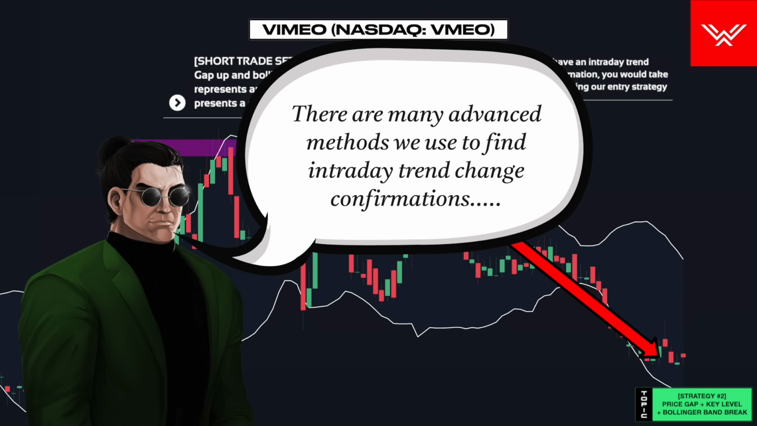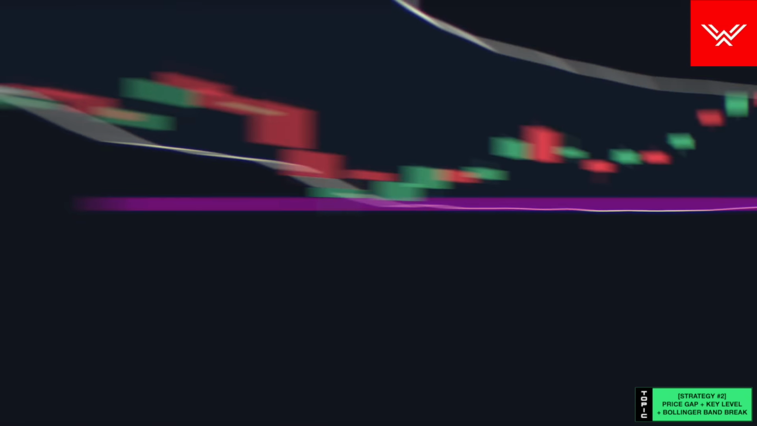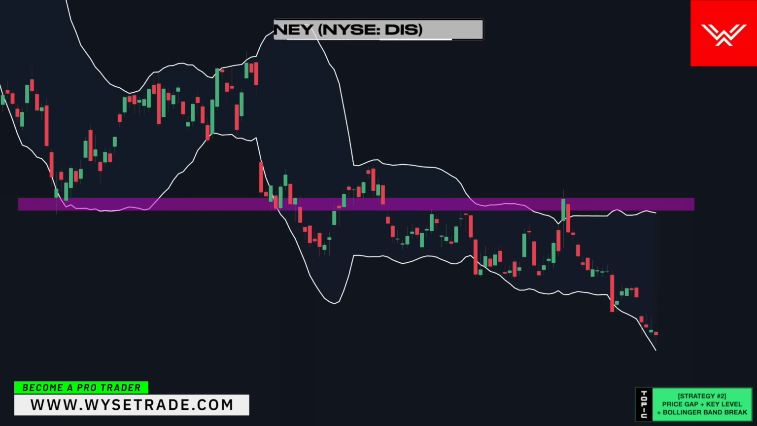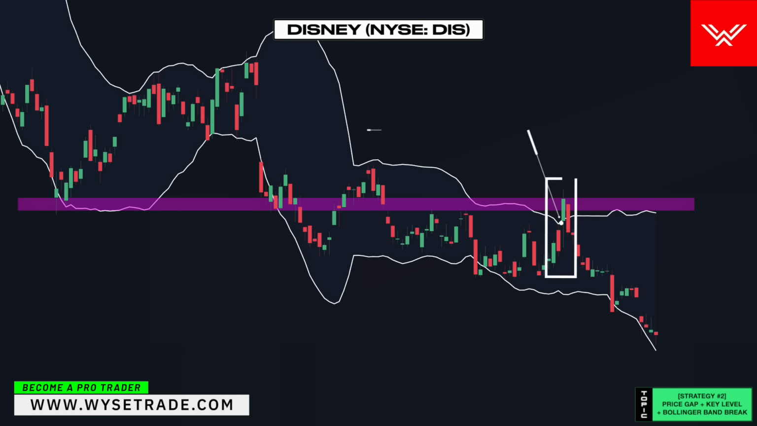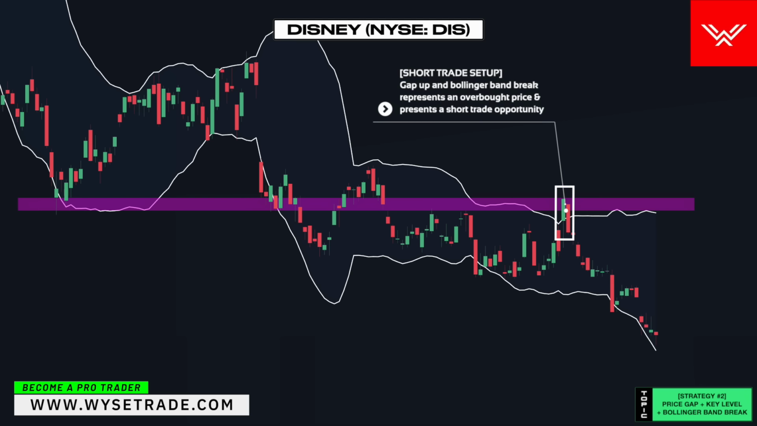Now, there are many advanced methods we use to find intraday trend change confirmations, but here's one simple way. This is the Disney short trade we took. These reversal points give you your key zone. As price comes back up, you had a gap up into the key zone, which presented a short trade setup. Price also breaks outside of the Bollinger Band, which represents an extremely overbought price.